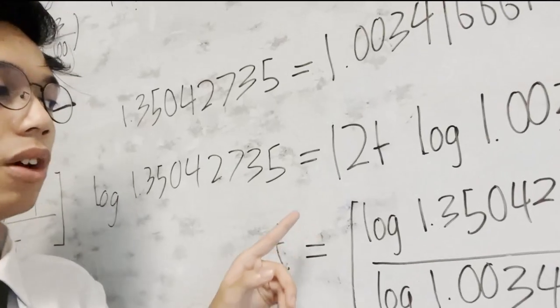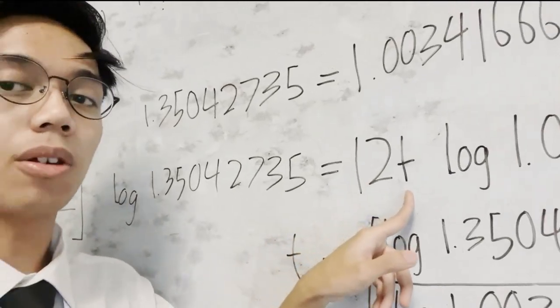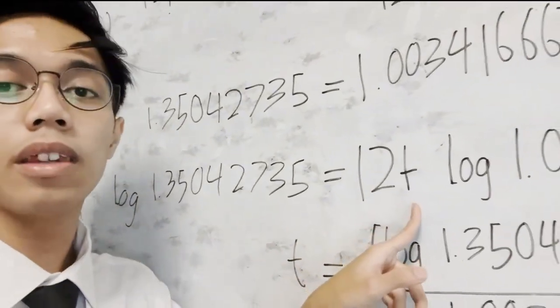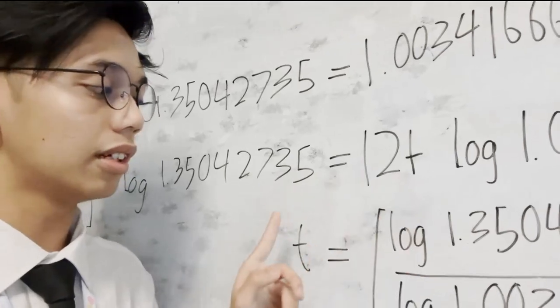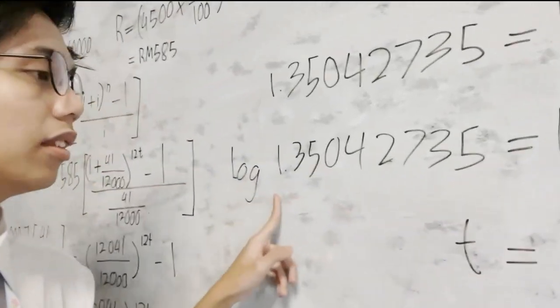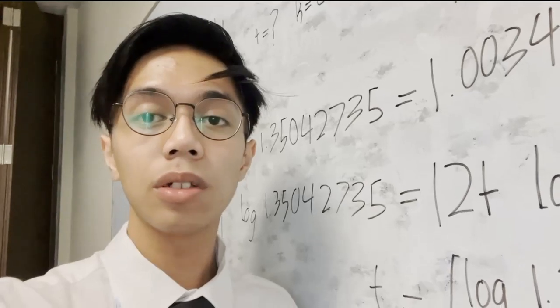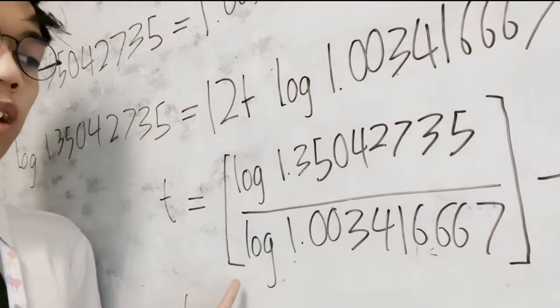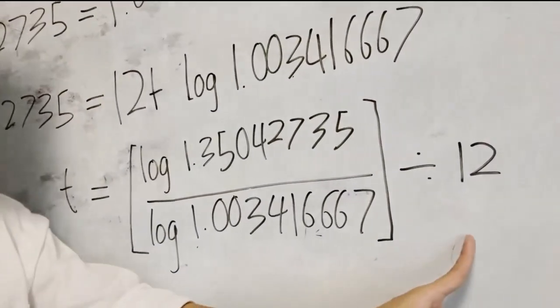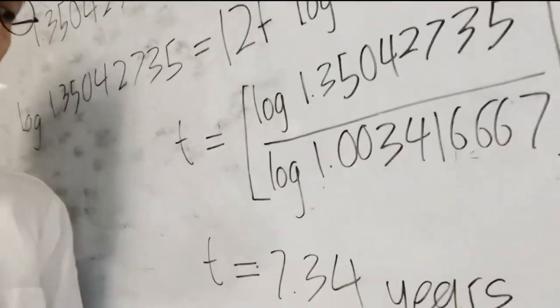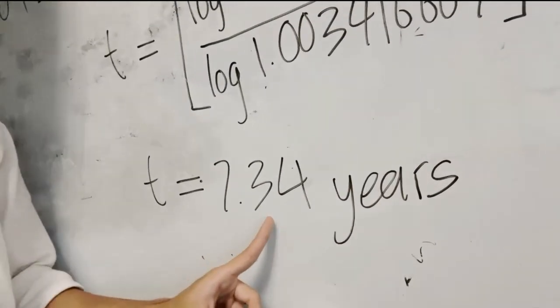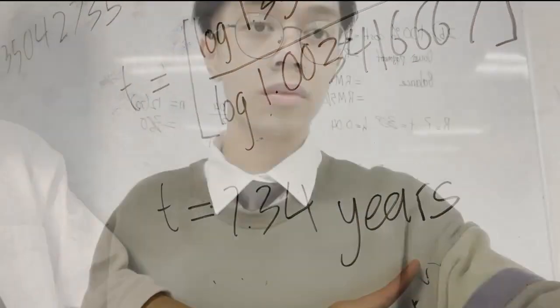So next, like I said, we need to find t, right? So we move this t to the left and this one to the right. If we directly type it in the calculator like this, we will get the answer. The answer will become 7.34 years.